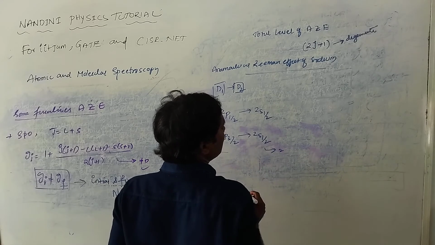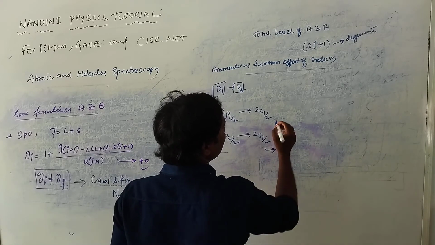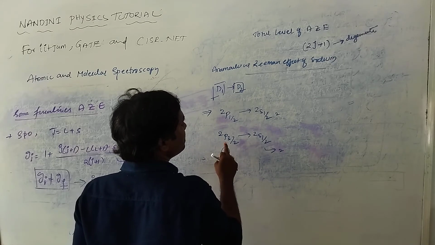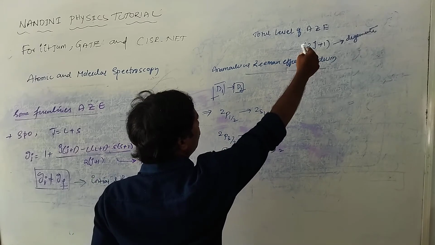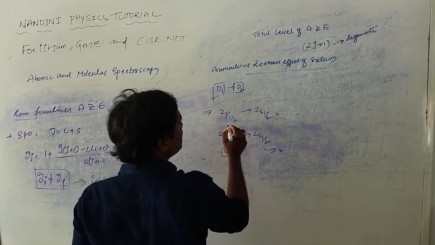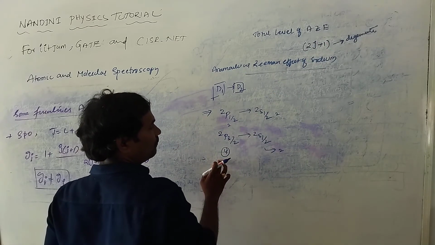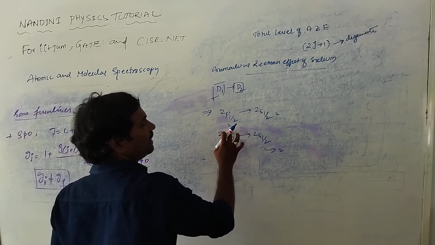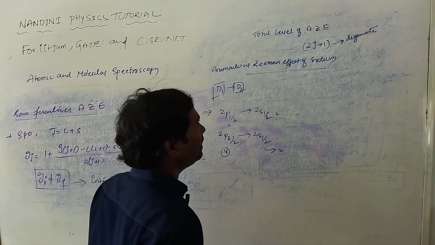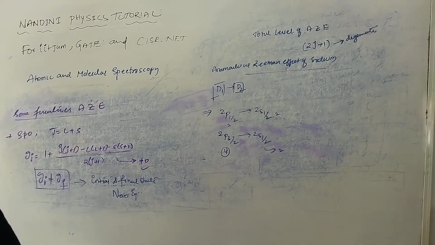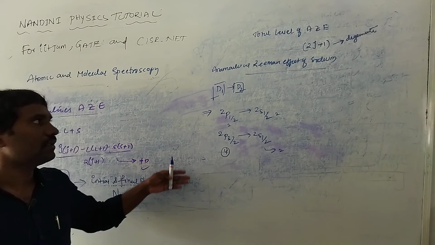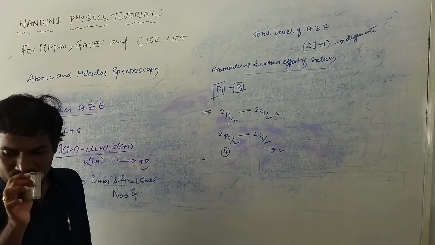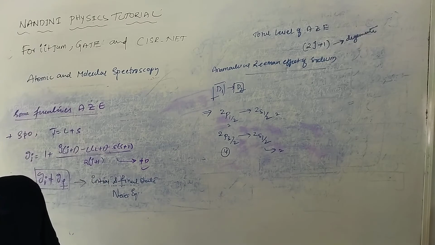So, this is degenerate, 2 states will be splitting for S, and this 3/2 state splits into 4 states, because 2 into 3/2, the 2 cancels, 3 plus 1, 4. So, total 4, 2, 6, 7, 8, 9, 10. So, total 10 lines will come. This is called the total number of spectral terms in D1, D2 lines: nothing but 10 lines.